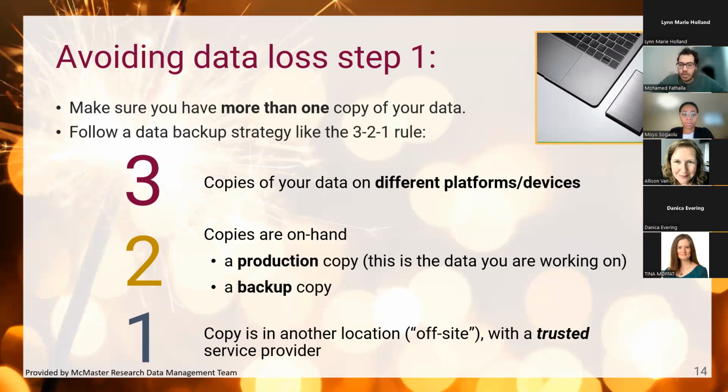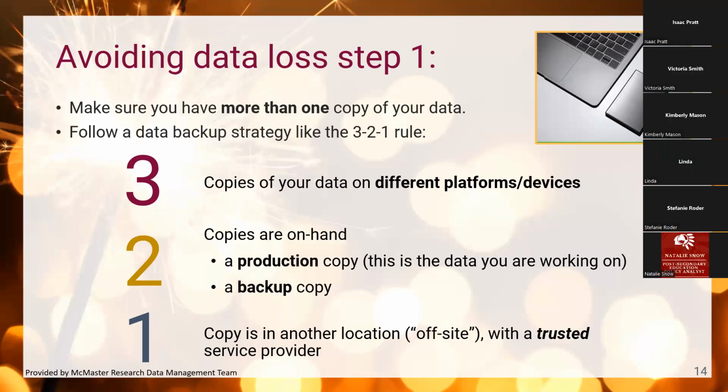So a production copy, which is basically where the data you're working on is, and a backup copy, which is a static copy. Basically, you are not changing it unless you are doing a new backup. So when you are periodically doing backups, you have a production copy where you are working on and modifying, and then a backup copy where you upload your data. The final thing is copying in another location, offsite, basically with a trusted service provider, like a cloud service or a server where you can keep your data safe.